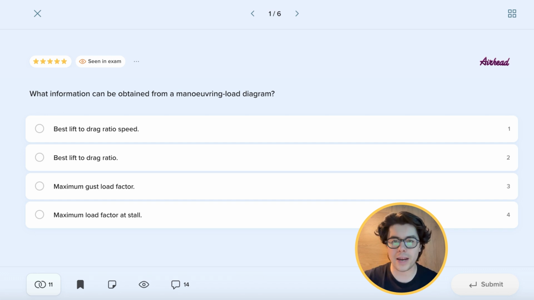In any case, without any further ado, let's jump into question number 1 from Principles of Flight. So what information can be obtained from a maneuvering load diagram?